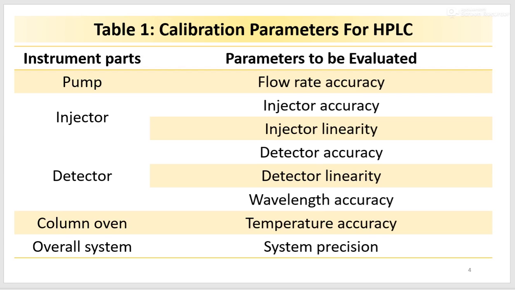This table depicts various parts of HPLC system and parameters to be evaluated as a part of calibration. For pump, the parameter evaluated is flow rate accuracy. For injector, injector accuracy and injector linearity are evaluated. For detector, detector accuracy, detector linearity and wavelength accuracy are evaluated. For column oven, temperature accuracy is evaluated and overall system is evaluated by system precision.